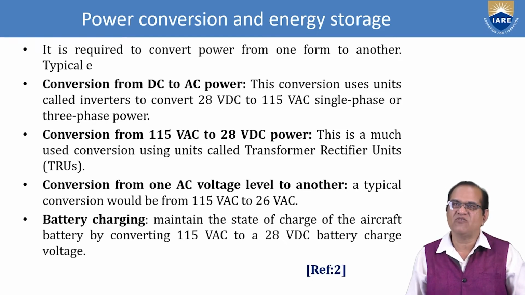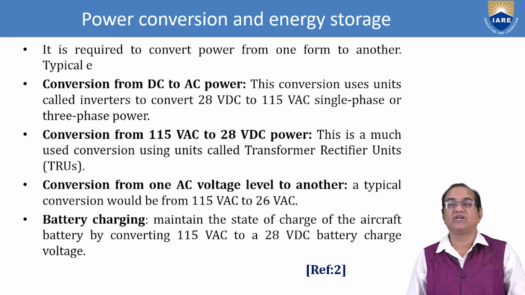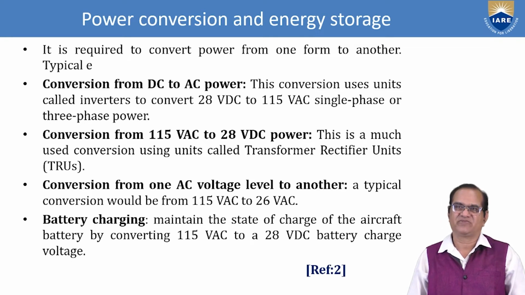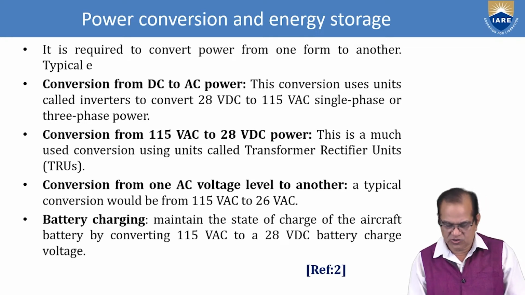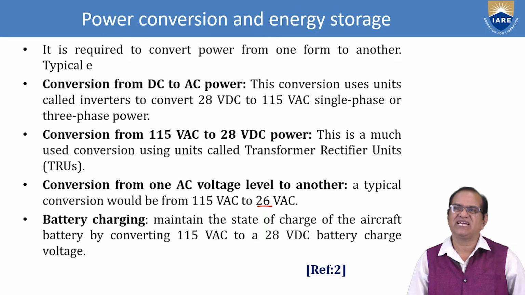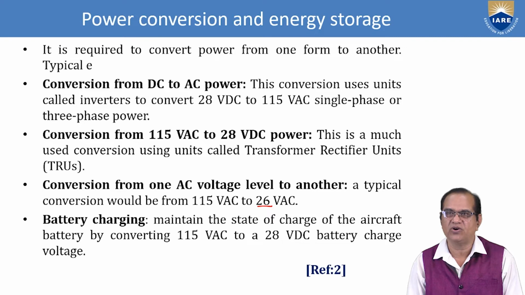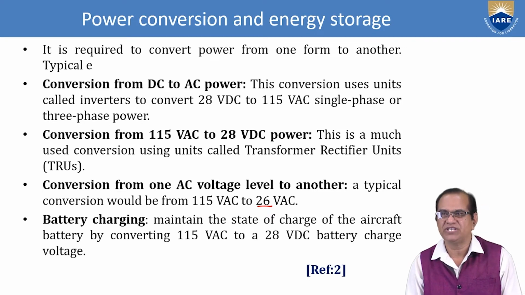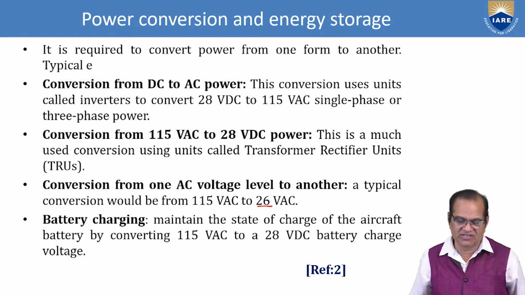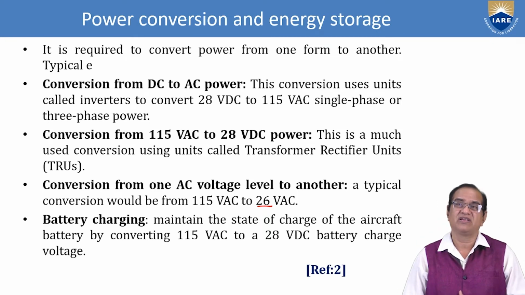Conversion from one AC voltage level to another. A typical conversion would be from 115 volt AC to 26 volt AC. We can use 26 volt AC also. We also need battery charging, to maintain the state of charge of the aircraft battery by converting 115 volt AC to a 28 volt DC battery charge. So these are the things we can convert.